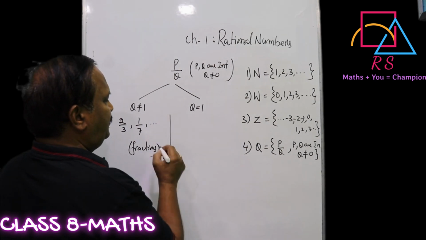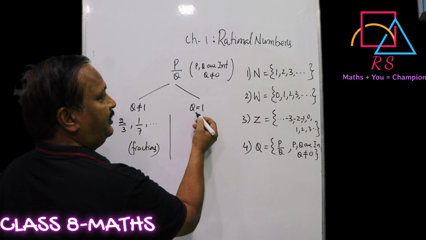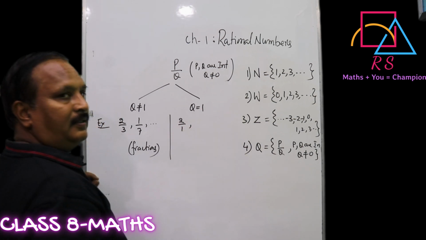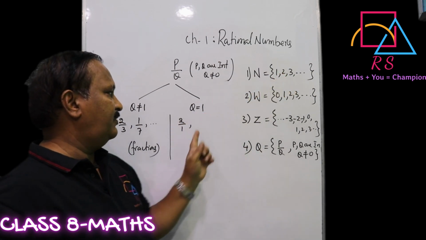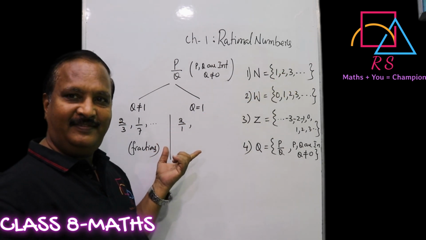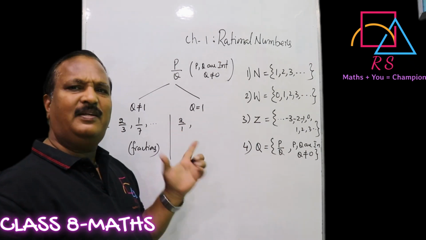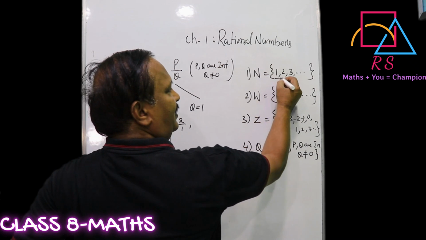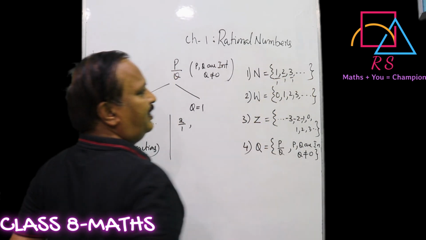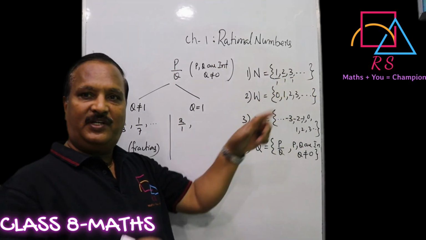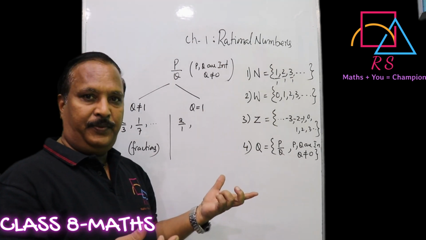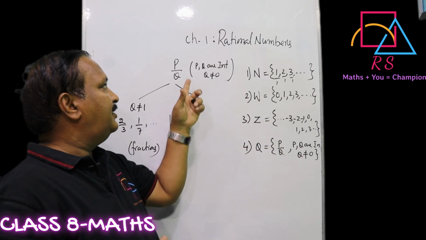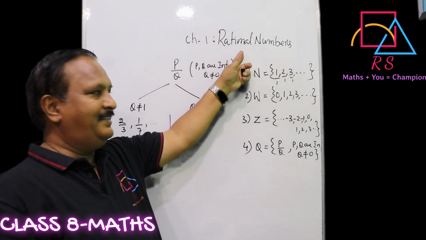Then what happens if q is equal to 1? You take 2 upon 1. 2 upon 1 is 2 only. If you write denominator 1, you will get the same number. Write 1 as the denominator for all the natural numbers. Then all the natural numbers are converted into the form of p by q. So natural numbers are also known as rational numbers.